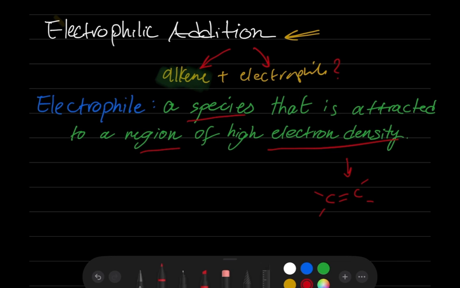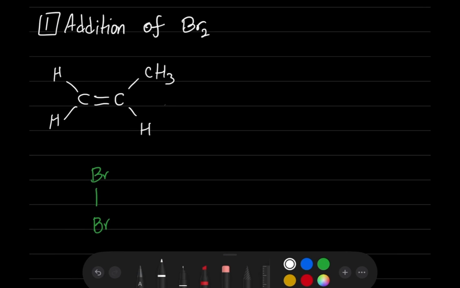So what are the types of electrophilic additions? What are the examples and how does it work? So stay tuned, guys. Let's start with the first case in which we're adding Br2 to an alkene. If you look at Br2 as a nonpolar molecule, just notice that the difference in electronegativity is zero, and that's why you are supposed to have a nonpolar molecule.